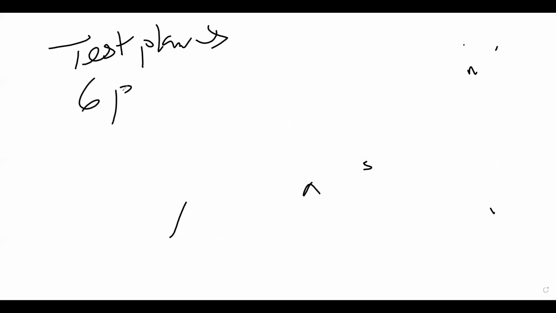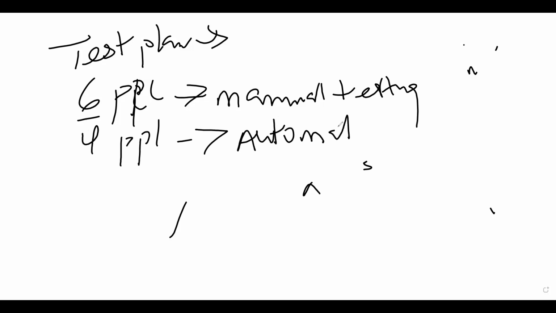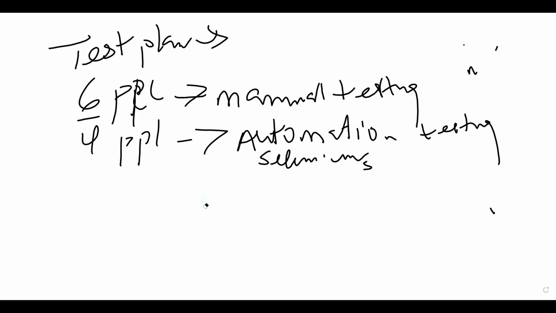Six people will do manual testing, like you guys are starting as manual testers, QA analysts. They are testing manually. Four people are going to do automation, automating that particular application. All these things you're going to put in your test plan. You're going to do automation with Selenium. So all this will fall into test planning for that application. You plan for how many resources.